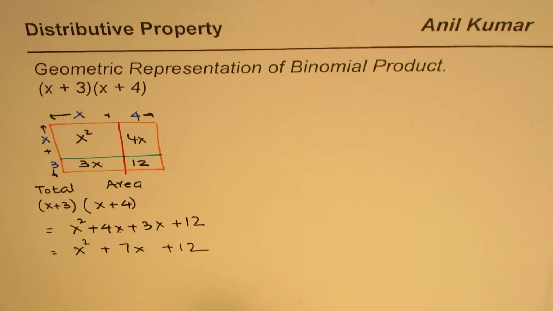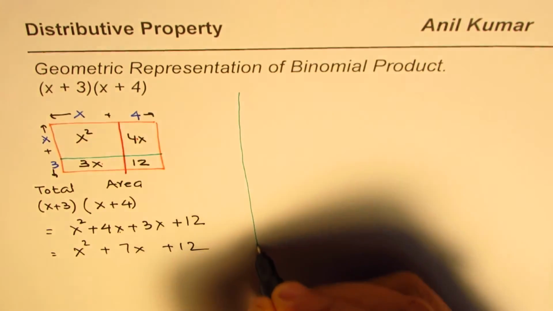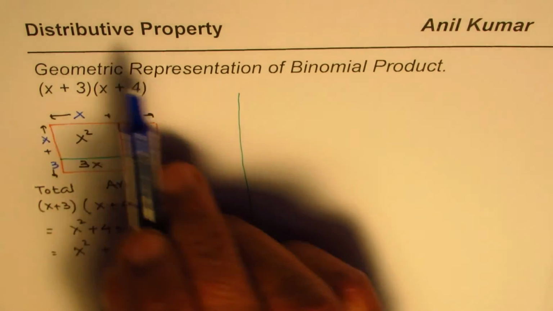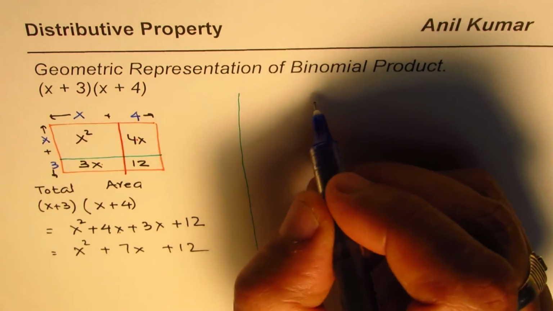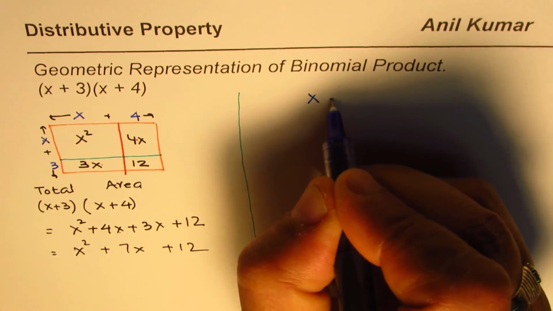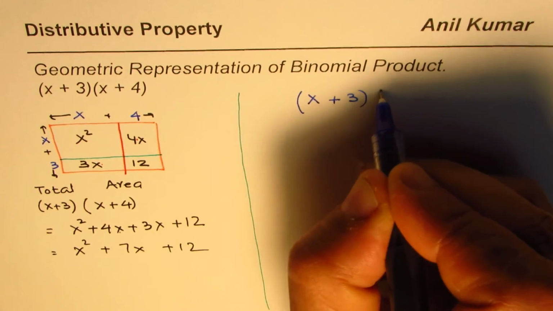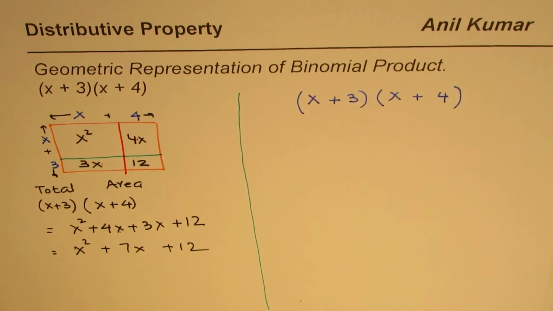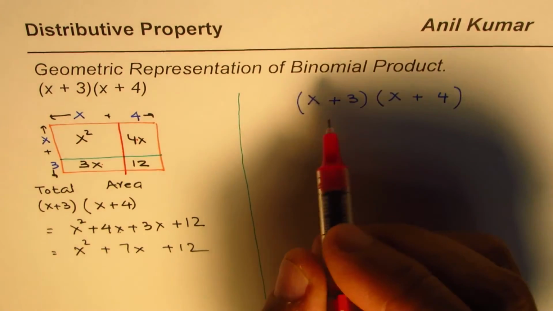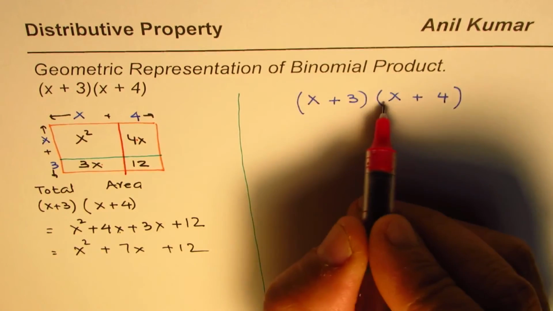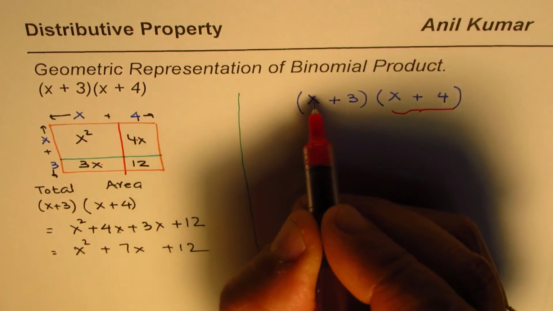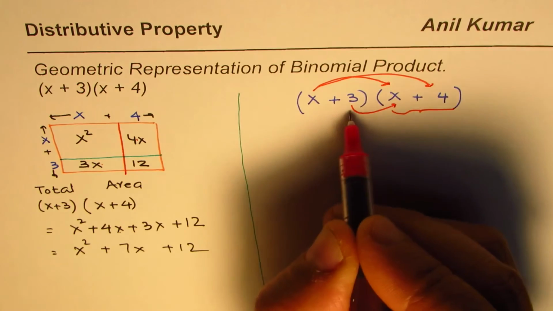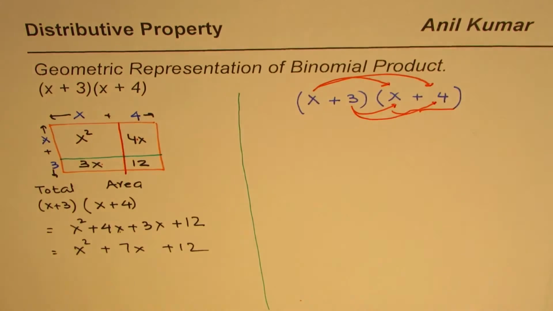So I hope you understand how we can do it using the concept of area. Now we will do it using the concept of distributive property. Now the distributive property is, we have x plus 3 times x plus 4. Now each term gets multiplied. So we can first multiply both these terms by x and then by 3 and then add them up, right? So that is the distributive property.